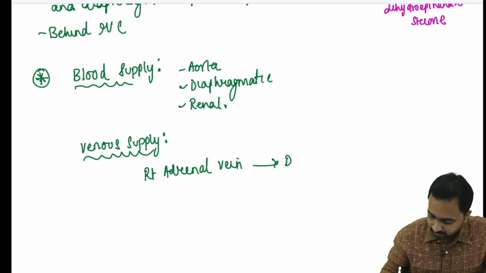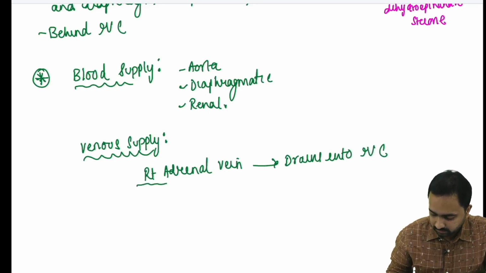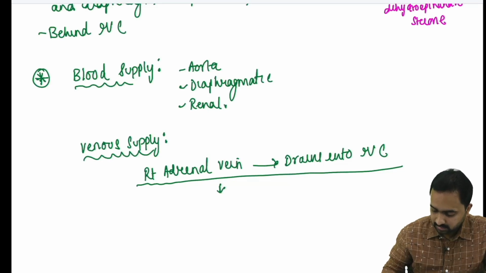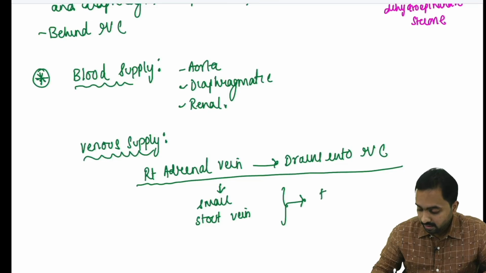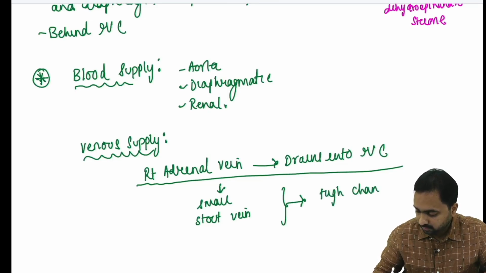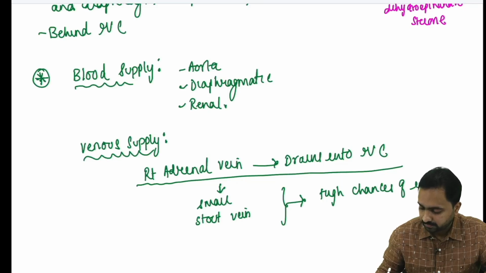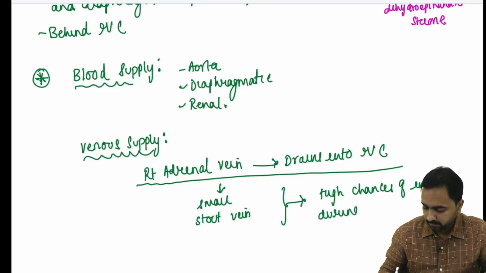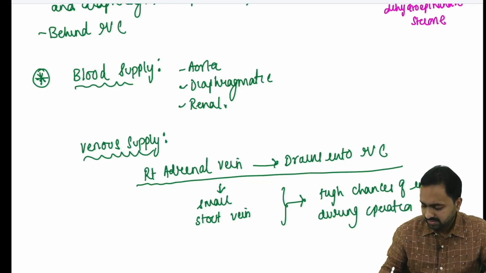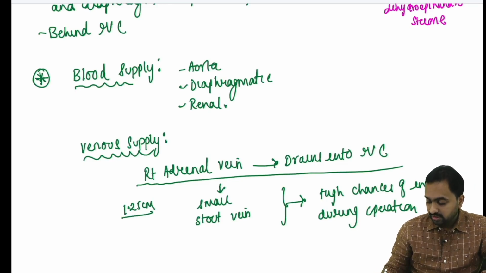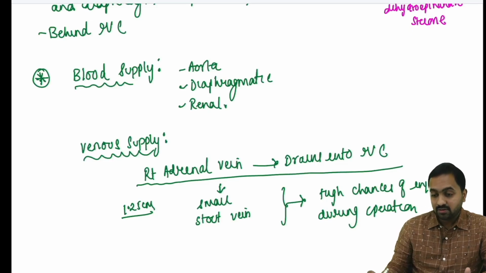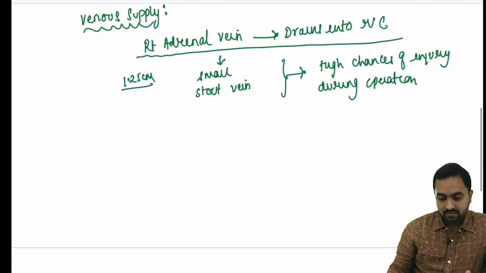which drains into IVC. Now this is a small and stout vein, as a result of which there are high chances of injury during operation. It is approximately said to be around 1.25 centimeter. So any injury would be very difficult to control as it as such drains into the inferior vena cava.